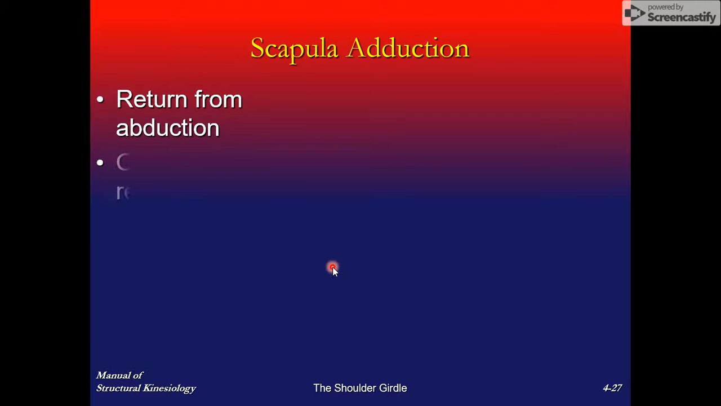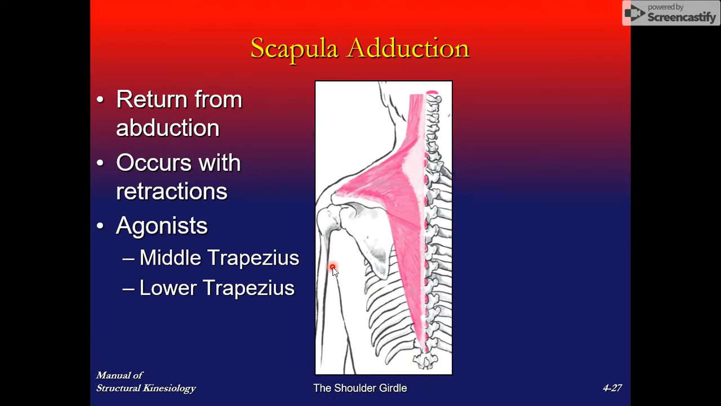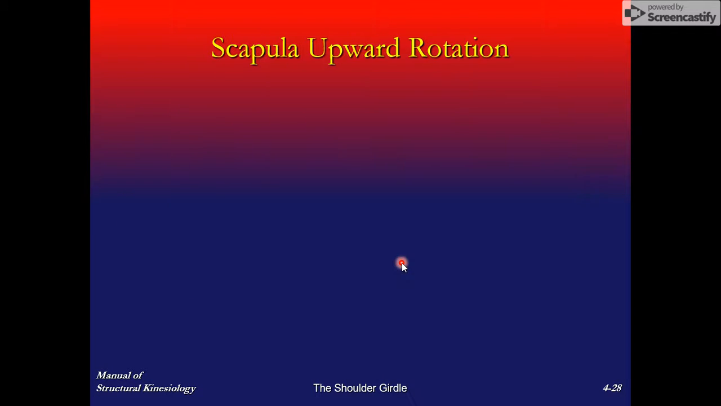Scapular adduction. So the return from abduction occurs with retraction. The agonists are the middle trapezius and the lower trapezius. This is the middle, and here's the lower. This is what pulls the arm back, and the rhomboids as well.